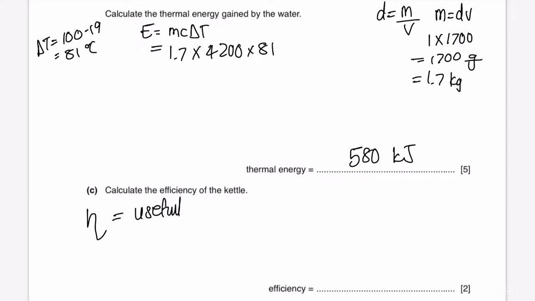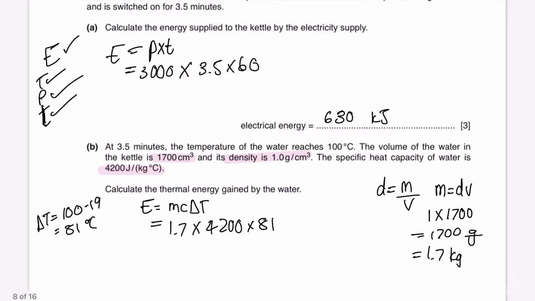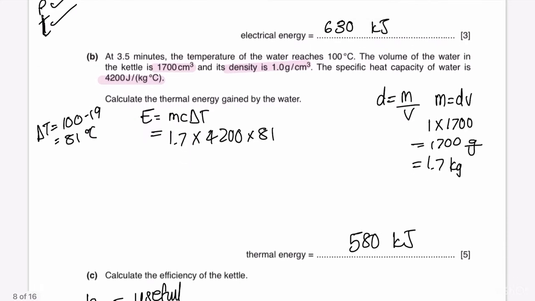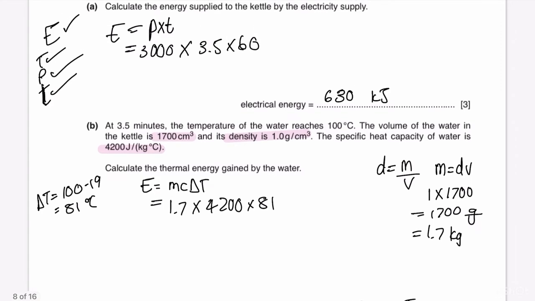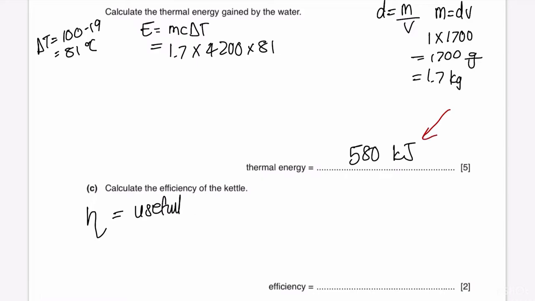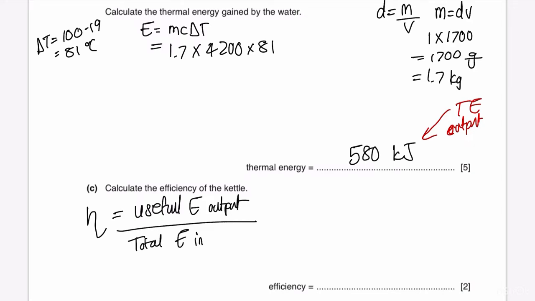Ye to aap power bhi use kar sakte ho, usme useful power output versus total power input, ya aap energy ka kar sakte ho. Hume energy batayi hui hai, theek hai, ke upar humne har jagah energy calculate ki hui hai ki kitni energy usko supply kar rahi hai kettle ko, aur kitni energy gain kar raha hai pani. To jo kettle ko energy supply ho rahi hai, this is total energy input, haan ki nahi? Aur jo ye energy hai, ye kya hai? Ye output energy, ye pani ko mil rahi hai. So this is total energy output, theek hai. So formula kya hoga? Useful energy output upon total energy input.